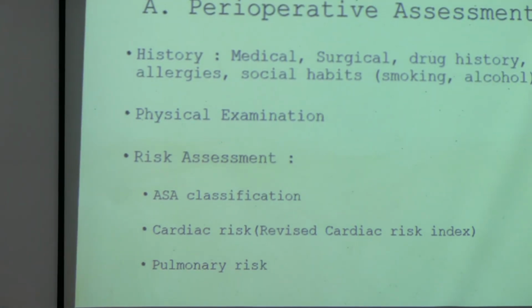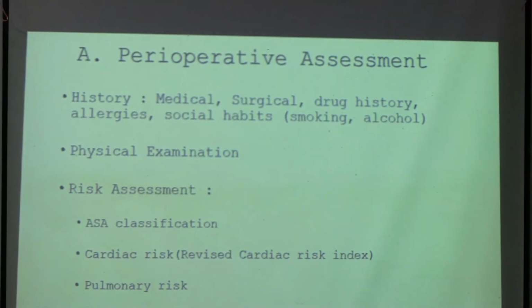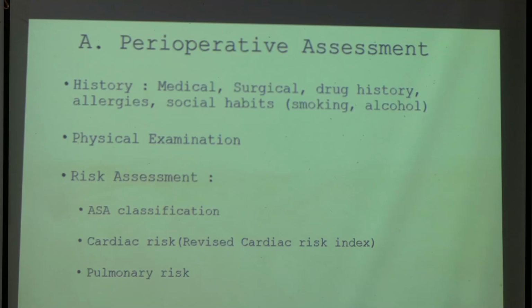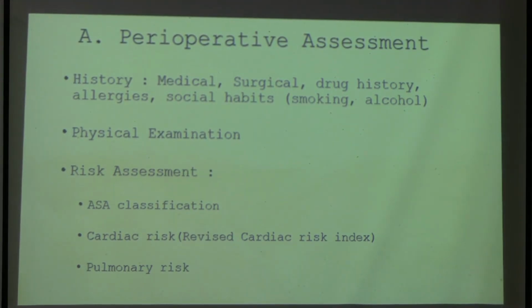Then pulmonary risk, meaning any chest problem, any COPD or any other respiratory illness this patient is suffering from. We have to see this patient and assess him accordingly. So these are the risk assessments in perioperative assessment. I told you physical examination and risk assessment: ASA classification, cardiac risk, then pulmonary risk.